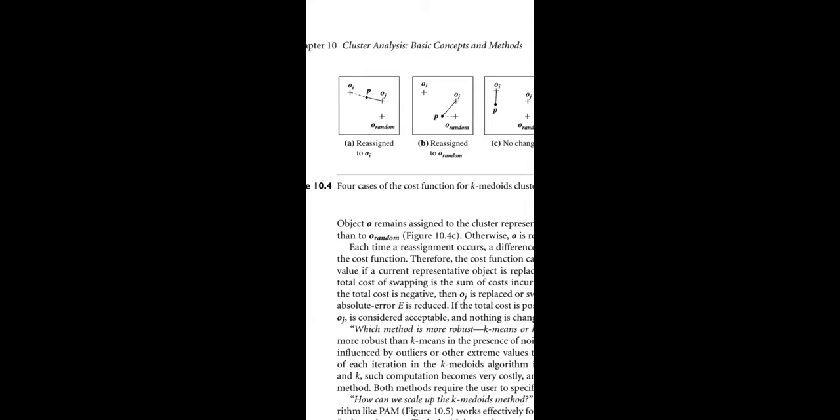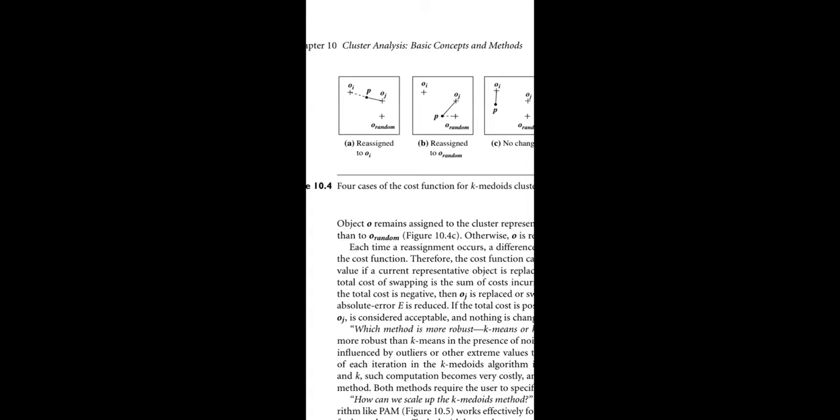These are the two types of methods we have to use in partition methods. The K-means method, that is the centroid based clustering, and the second one is K-medoids clustering. These are the two types of partitioning methods you have to use in clustering.